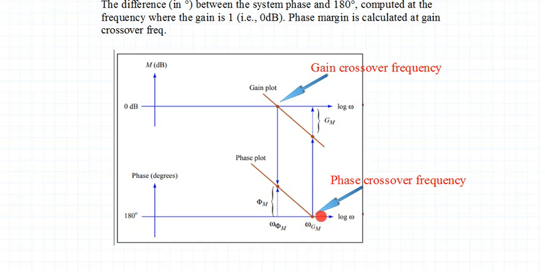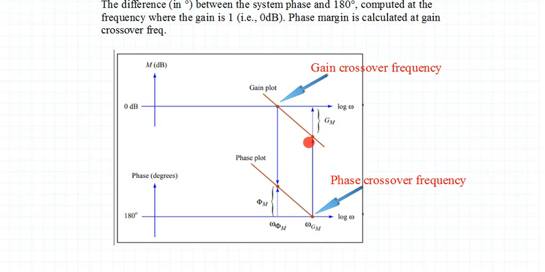Now how do you find gain margin? To find the gain margin, first you project the phase crossover frequency point on the gain plot. It intersects the gain plot at this particular point. The difference between the 0 dB line and the point obtained by projecting the phase crossover frequency on the gain plot becomes the gain margin.